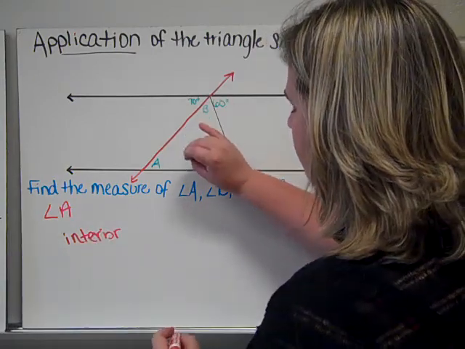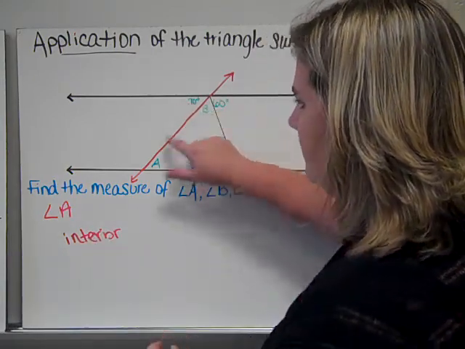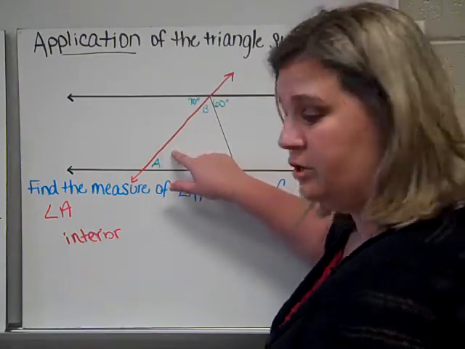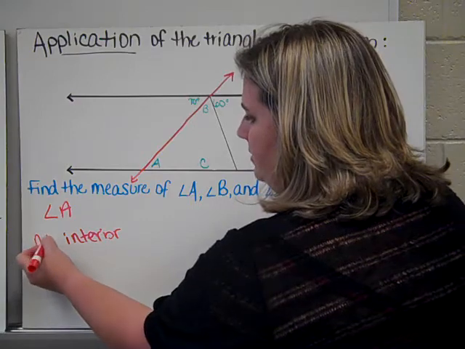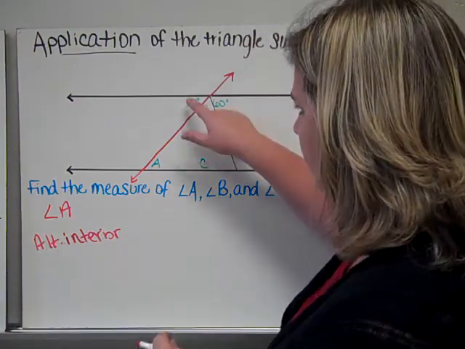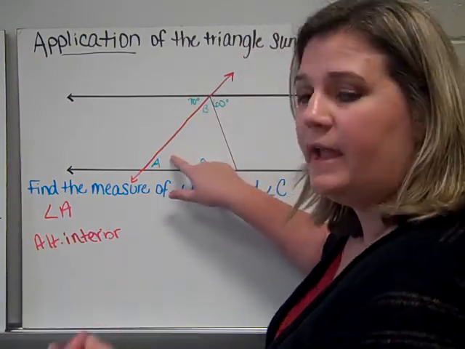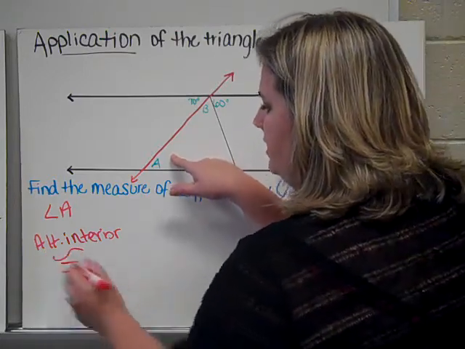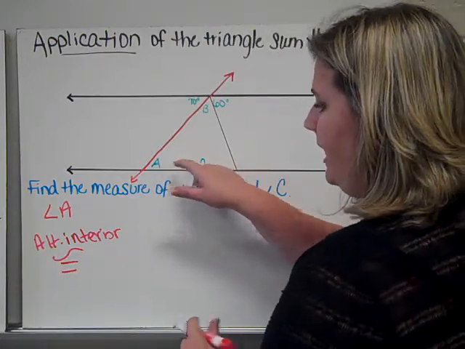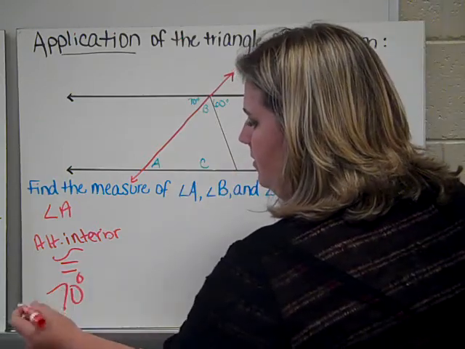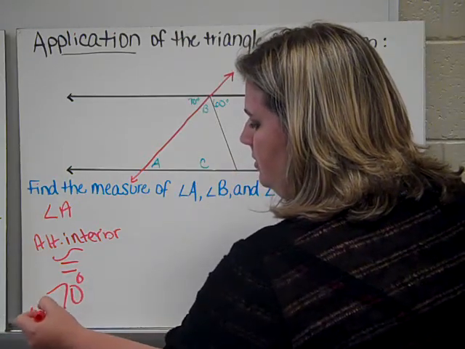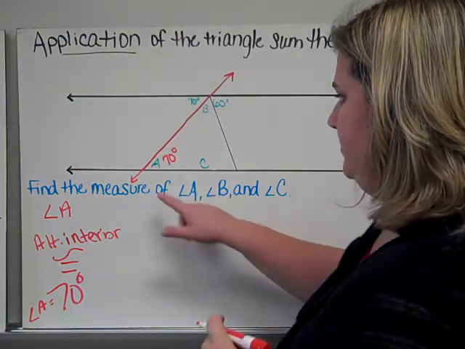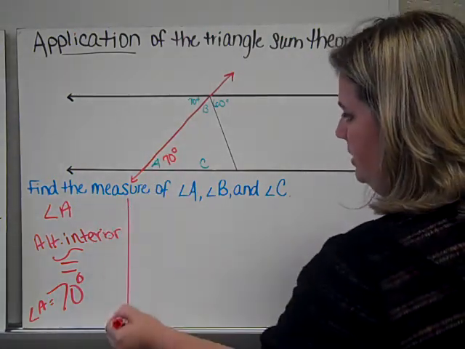Okay? Interior. And then they are on opposite sides of the transversal. So being on opposite sides means they're alternate interior angles. And what do we know about alternate interior angles? They are congruent. They have the same measure. So if they have the same measure, that means angle A is 70 degrees.